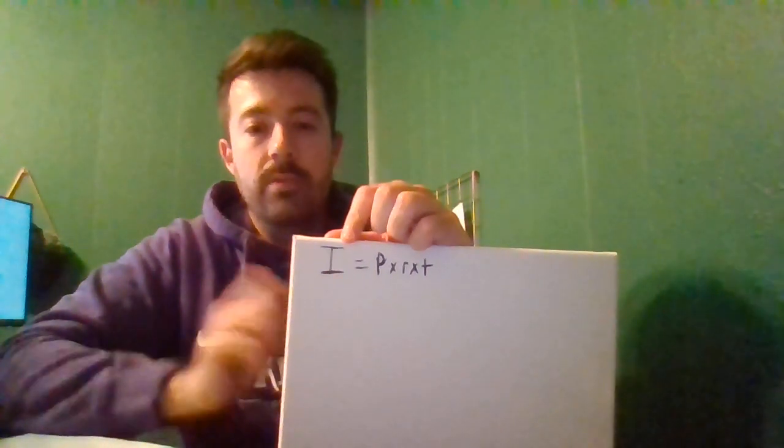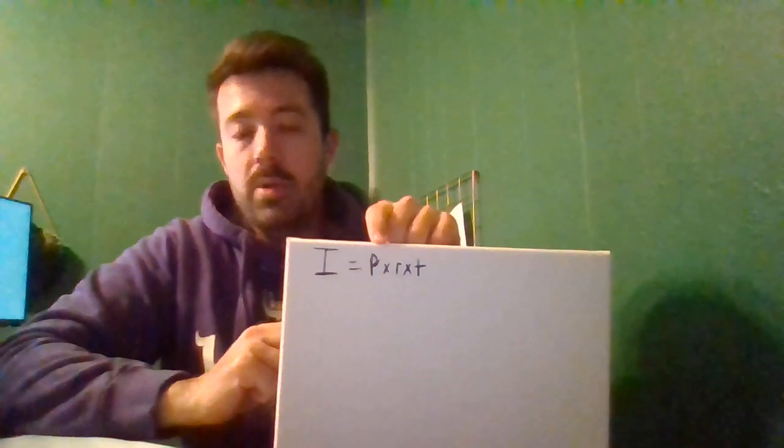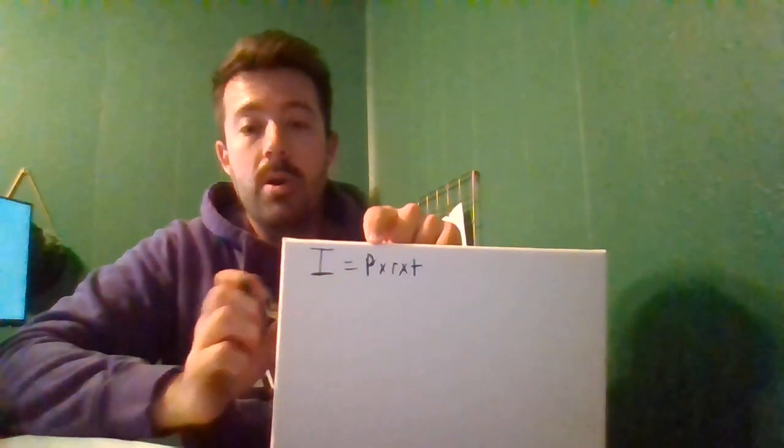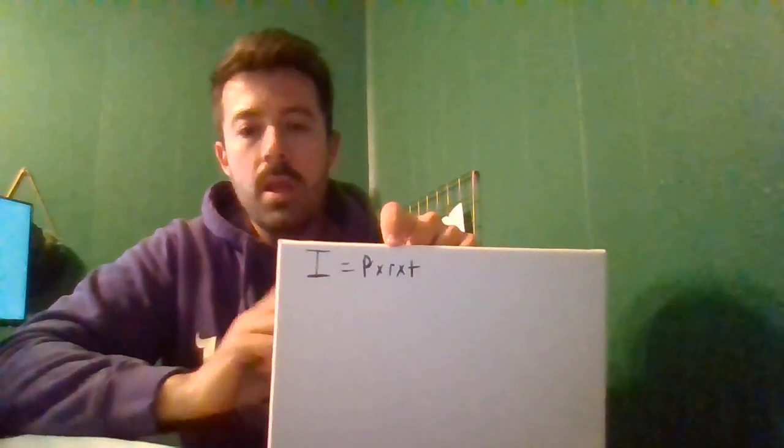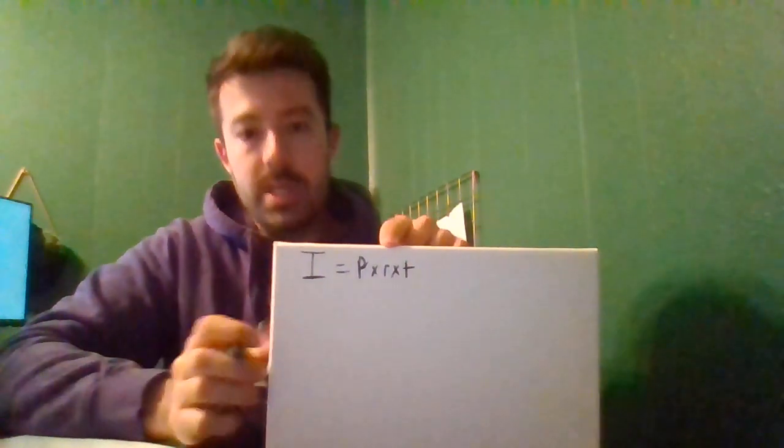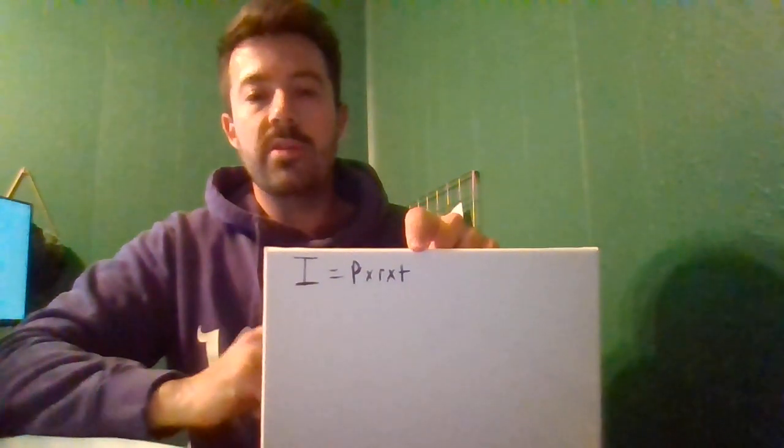Alright, today I'll be demonstrating applications involving simple interest. To find simple interest, you will use the equation I equals P times R times T, just like this. The I stands for the interest itself, P is the principal amount, or the amount invested or borrowed, R is the rate of interest, so the percent, and T is time.